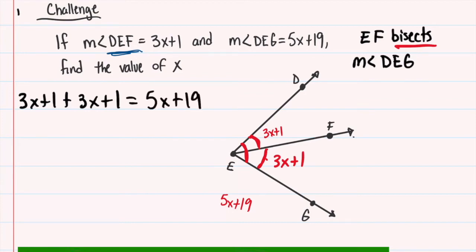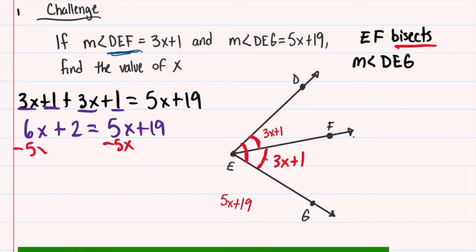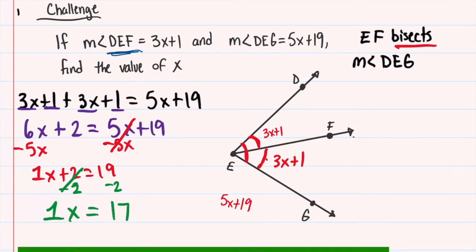Let's go ahead and combine like terms. We can combine the 3x and the 3x. That gives us 6x. We can combine the plus 1, that gives us 2. That equals 5x plus 19. Can we move the x's to one side? Yes, we can. We minus 5x. That will give us 1x plus 2 equals 19. Let's leave the x alone. Minus 2, minus 2. So we have 1x is equal to 17.